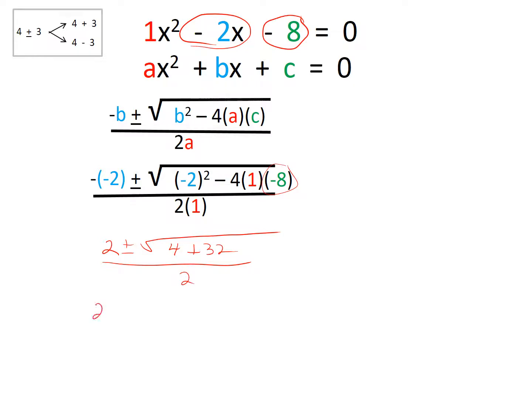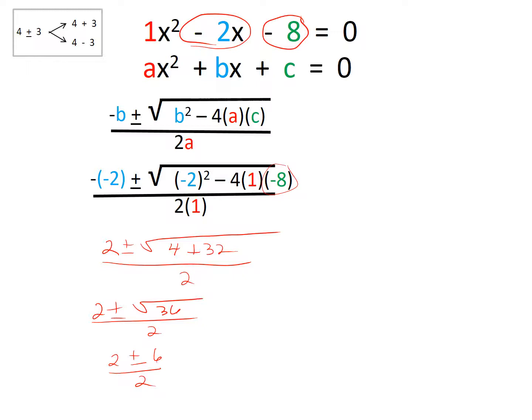So the 2 on the outside, we'll leave for the time being. 4 plus 32, that's 36. And then the 2 times 1 is 2 on the bottom. 36, that's a perfect square, right? That's 6 times 6, so we could get rid of the square root. Plus or minus 6 over 2.